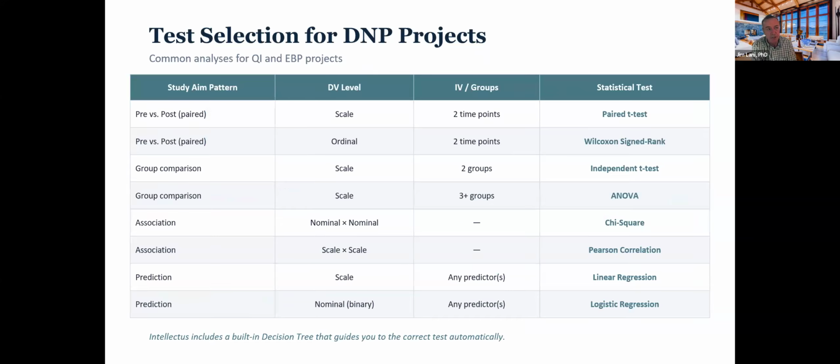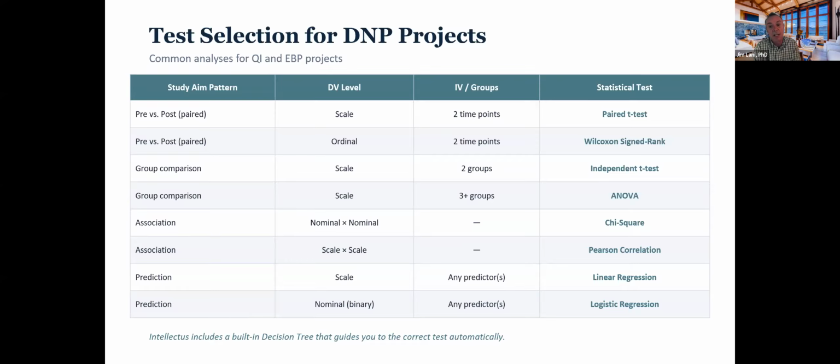Here's a quick cheat sheet for different statistical tests based on the kind of data you're looking at, how many groups, and what level of measurement. So if you have a pre-post test paired or matched, what does that mean? That means that I can identify person ID 1 at pre-test and match or pair them with ID 1 at post-test. So if you're doing pre-post designs, make sure that you can match them.